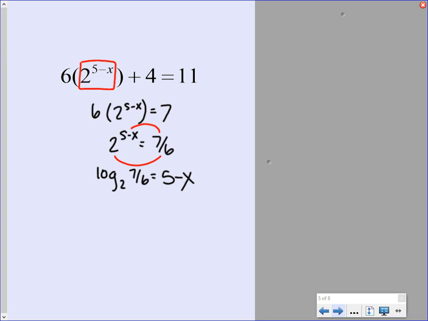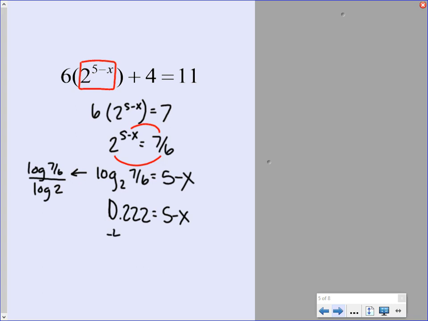And then most likely you're going to be using your calculator here. So you would evaluate log base 2 of 7/6. Remember, you could use your change of base formula in your calculator. We did that in notes 3.3, change of base. So log of 7 divided by 6, I have to close my parentheses, divided by log of 2, I get 0.222 right there, equals 5 minus x, and then that's a pretty basic equation for me to solve.